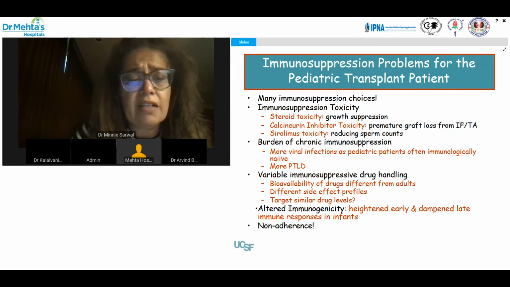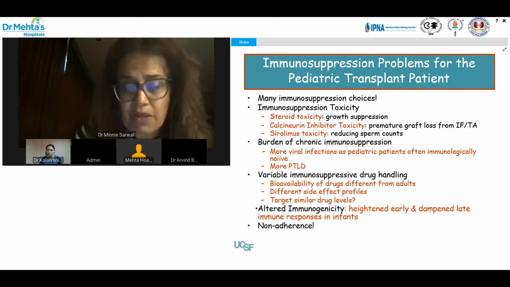So therefore, it is unclear if we should be really targeting similar drug levels for some of these agents in children and adults. There's also a potential of altered immunogenicity in these children. There's been thought that a young child could have a heightened early immune response, but it is also possible that there's a dampened late immune response in infants.